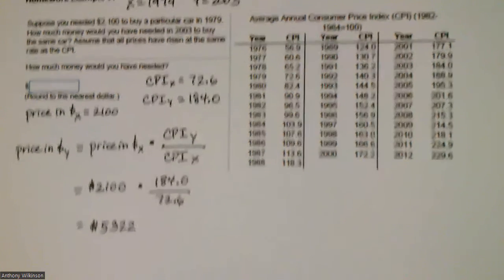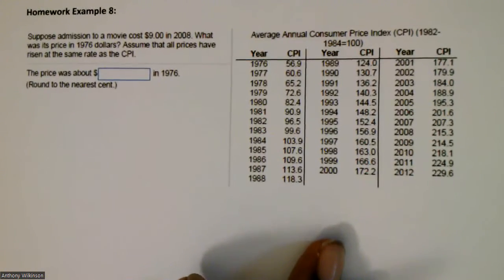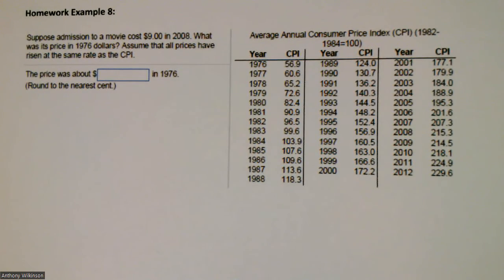And finally, example 8. Suppose admission to a movie cost $9 in 2008. What was its price in 1976 dollars? Assume that all prices have risen at the same rate as the CPI. So we want to find out what the price was in 1976.